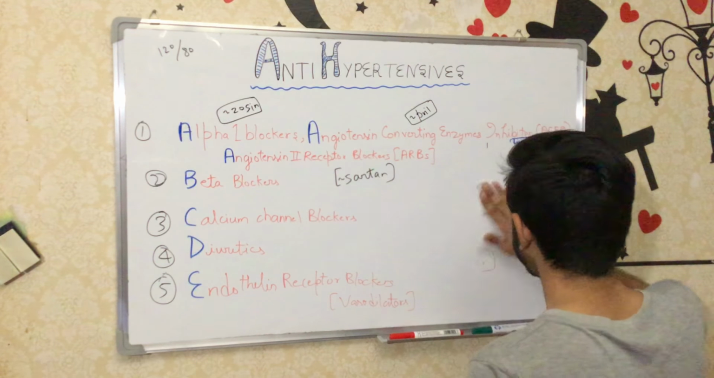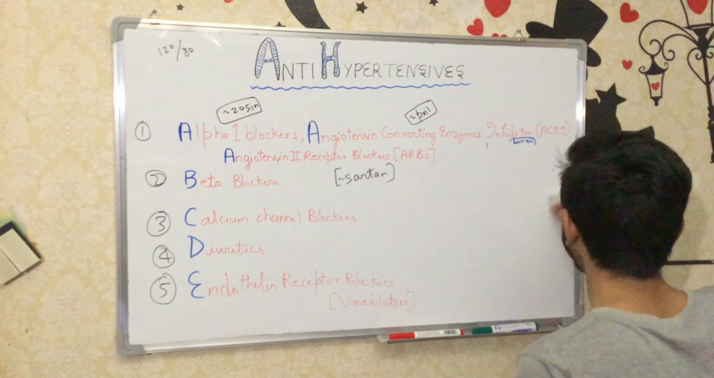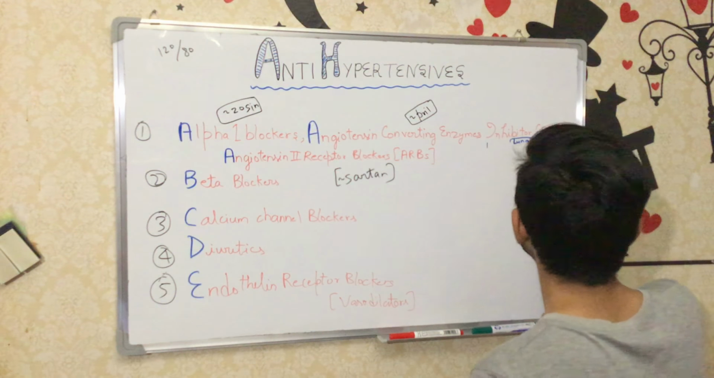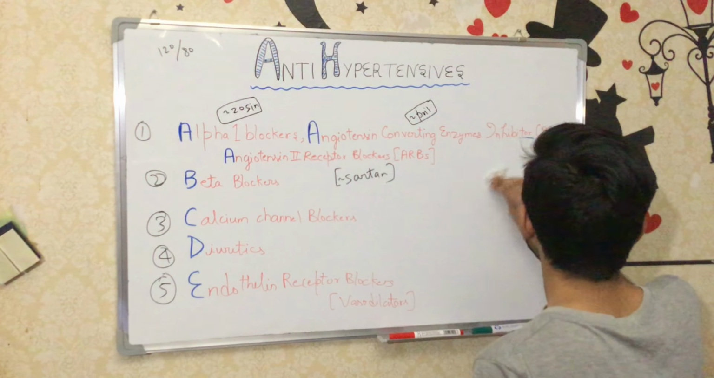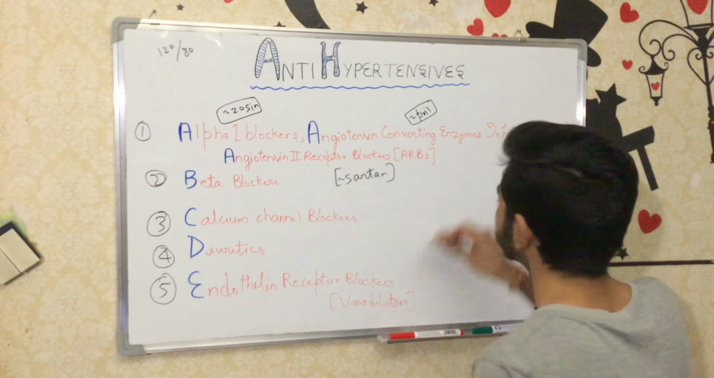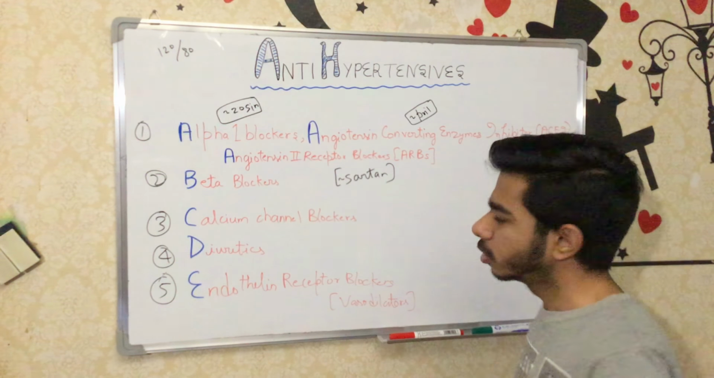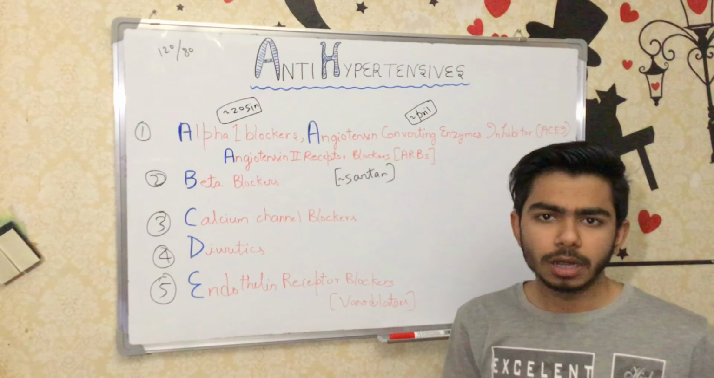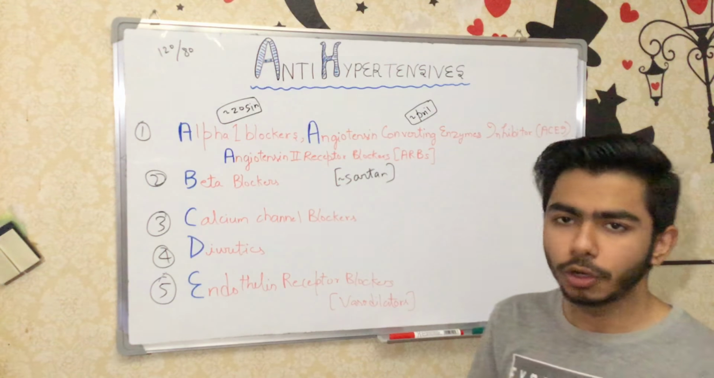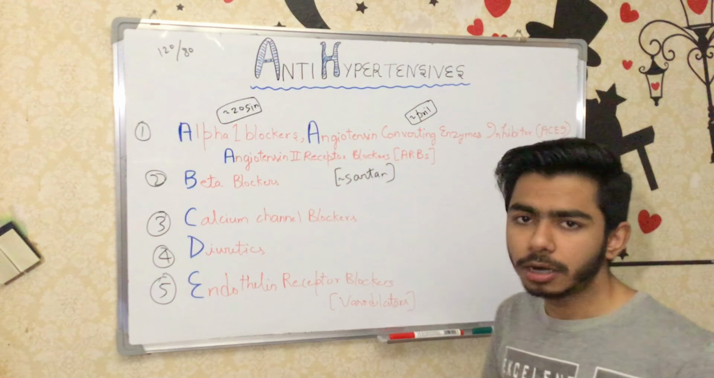Actually, beta 1 receptors, first of all you should know the location of the beta 1 receptors. Beta 1 receptors are actually present in our heart, adipose tissues, and the kidney. So the beta 1 receptors are present in our heart, that is you can say the pacemaker of the heart, also the atrioventricular node of the heart, and myocardial cells of the heart.